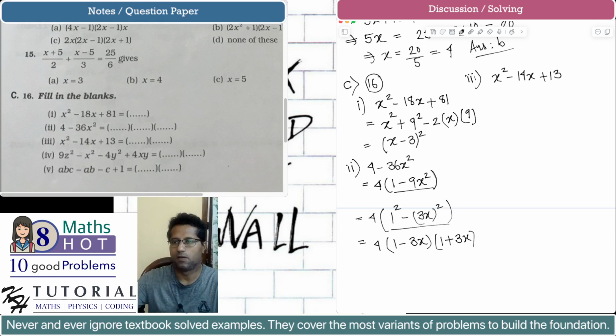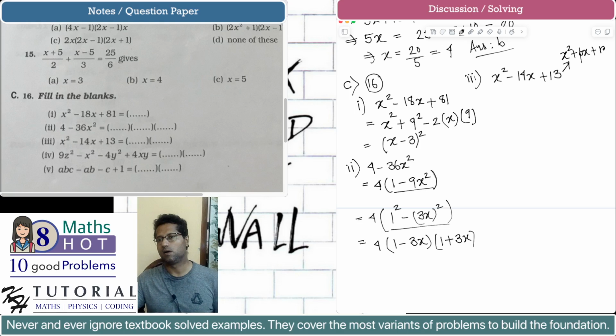What else can we do? We see that it is a quadratic trinomial of the form x square plus px plus r. Now for this kind of quadratic trinomial, if you want to factorize it, you have to find values a and b such that a plus b should be equal to the coefficient of x, which in this problem is minus 14, and a multiplied by b must be equal to the constant term, that is 13.